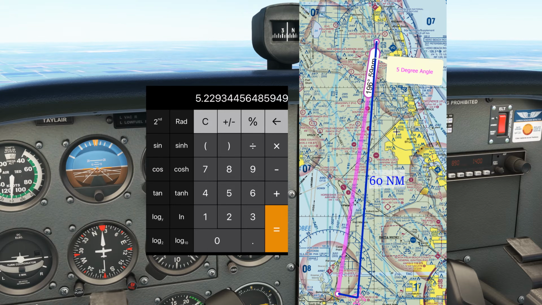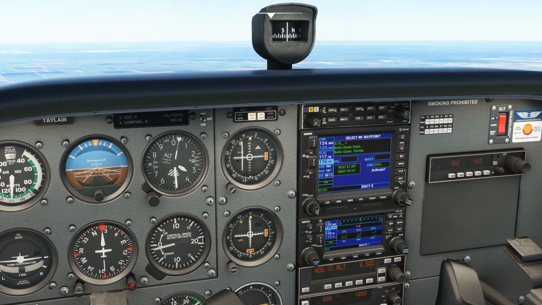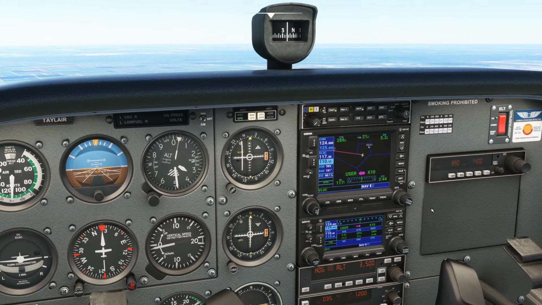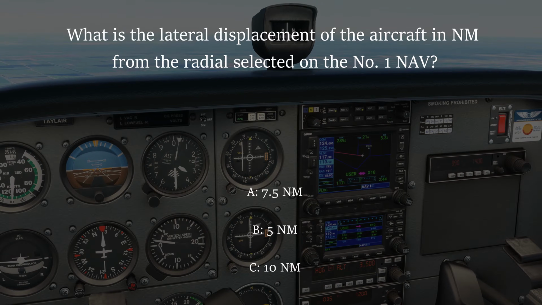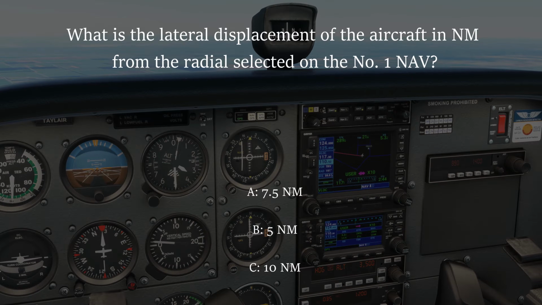Let's cross-check that with the trusty old GPS. So there's Belgrade programmed in, and enter, and 5.3, I'll take that. So the answer to the question, what is the lateral displacement of the aircraft in nautical miles from the radial selected on the number 1 nav, is B, 5 nautical miles.